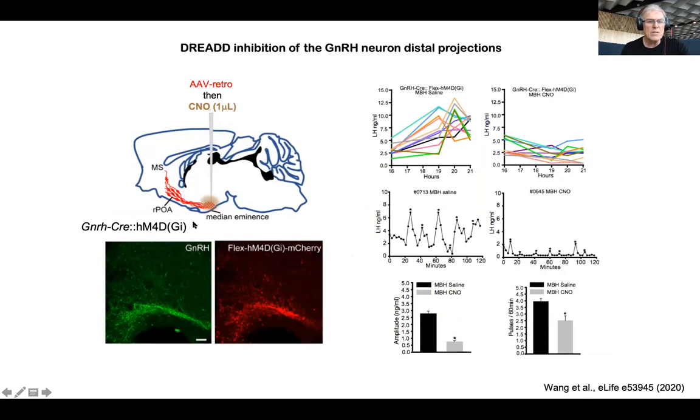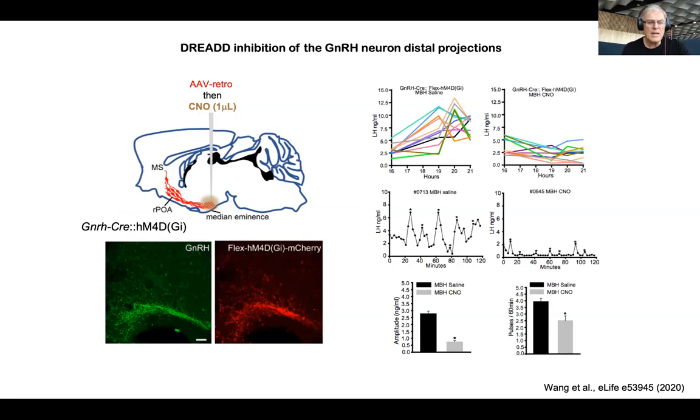The idea here was to put hM4Di into all the GnRH neurons that were projecting to the median eminence. So that involved an AAV retrograde virus. Li Wang and her colleagues injected into the median eminence here, and this infected all of the GnRH neurons projecting to this area. It turned out to be about 65% of the GnRH neurons. And then at a later time, they came back, and now they injected the DREADD activator CNO, 1 microliter bilaterally into the medial basal hypothalamus and looked to see what effect that had both on the surge and on LH pulses.